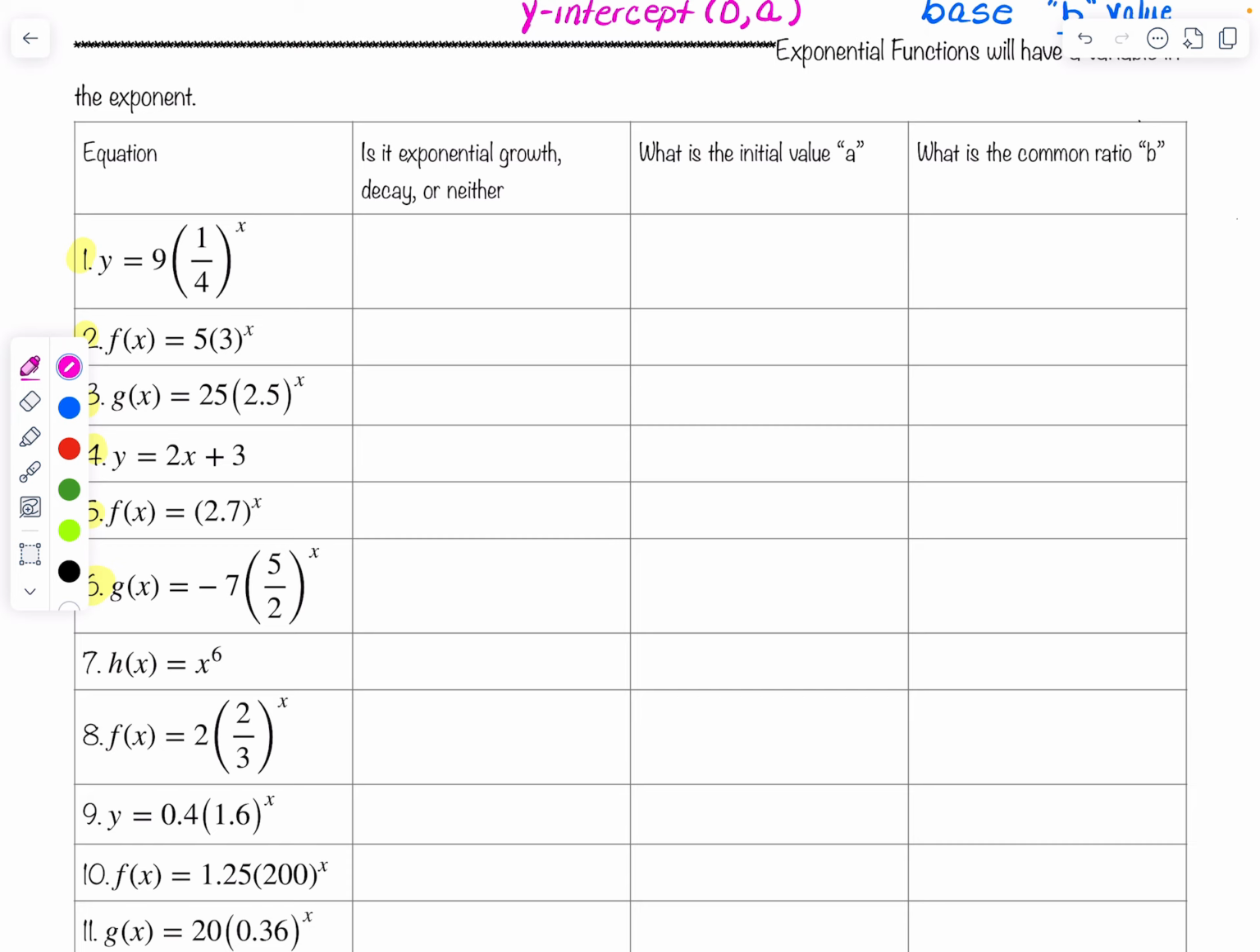When I look at number 1, does it have x in the exponent? Yes, that's exponential. Number 2, does it have x in the exponent? Yes, then that's exponential. Number 3, has x in the exponent? That's exponential. Number 4 does not have x in the exponent, so this one here is not exponential. That one is actually linear. So the x needs to be in the exponent.